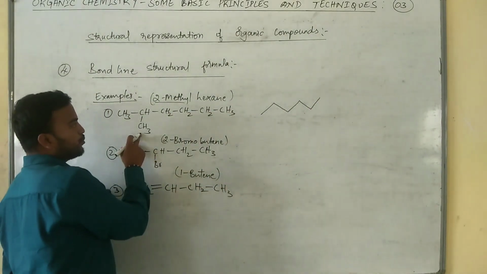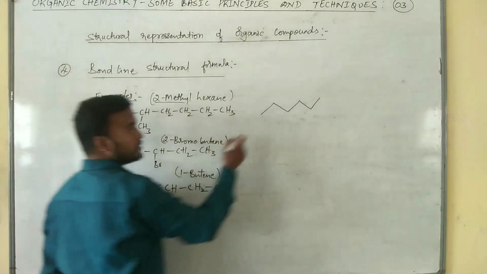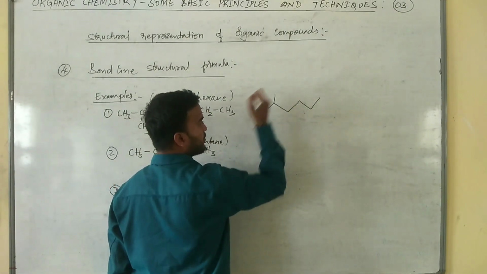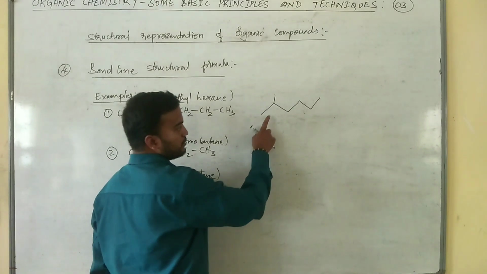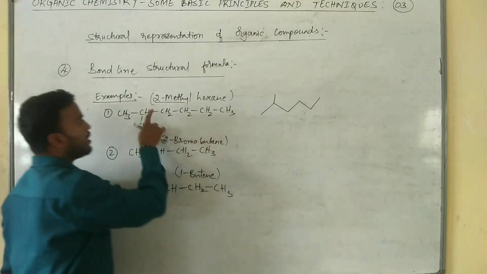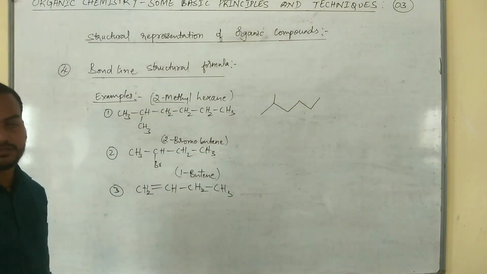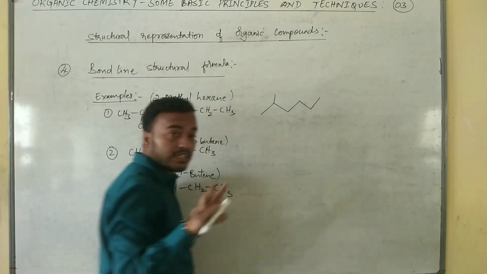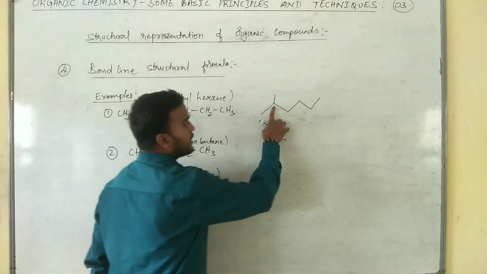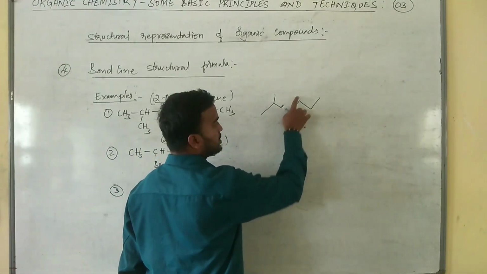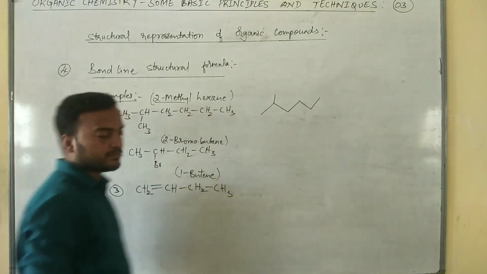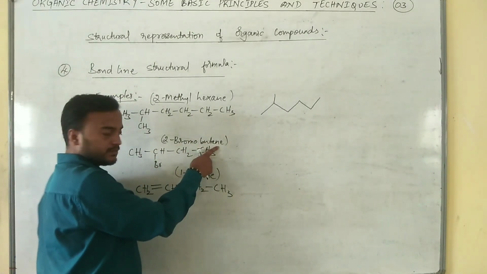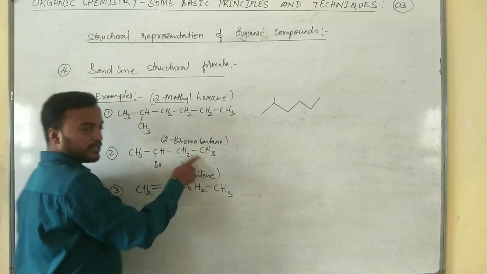Next, the methyl group is attached to the second carbon atom. So the second carbon atom, 1 2. This is the second carbon atom, with one line branching off. So this is the bond line formula of 2-methyl hexane. The termini positions represent CH3 groups, and intersections represent CH2 groups. In this case, 2-bromobutane, the number of carbon atoms is 4.